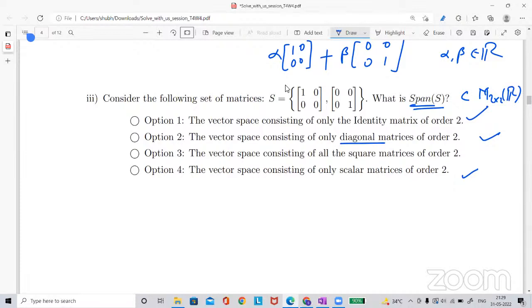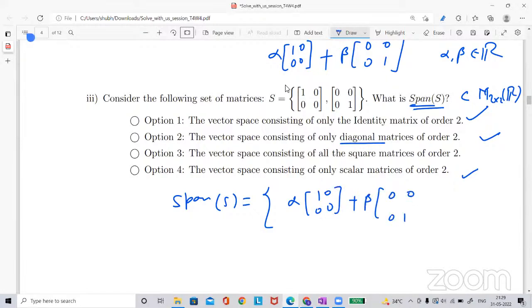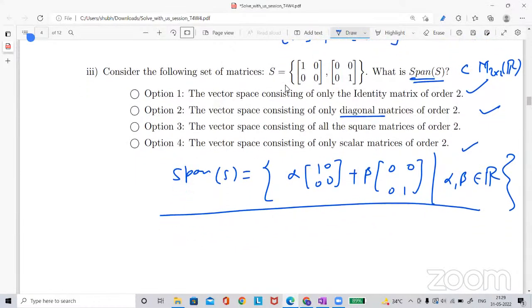So span is written in set form. If you write span of S, it will be like this: alpha times 1, 0, 0, 0 plus beta times 0, 0, 0, 1, where alpha and beta belong to R. This is the meaning of span. Span is a set, and you know the definition of set-builder form: you are collecting all possible linear combinations. This is the meaning.